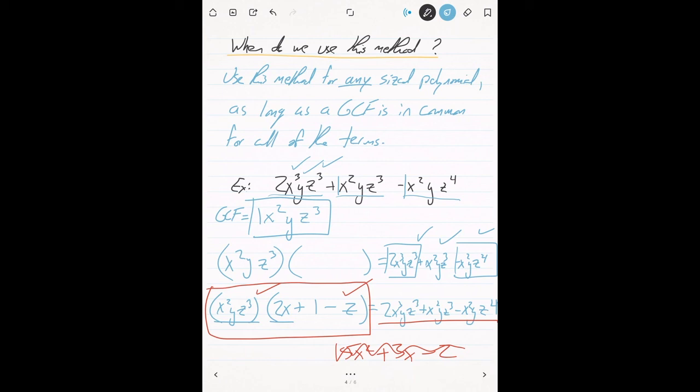Again, that won't always happen. The GCF method does not always work. In some cases, a GCF doesn't exist, and we're going to learn what to do in those cases in future videos. But if a GCF exists, if there's something in common, a factor in common between each of the three terms, then use it. Factor it out.